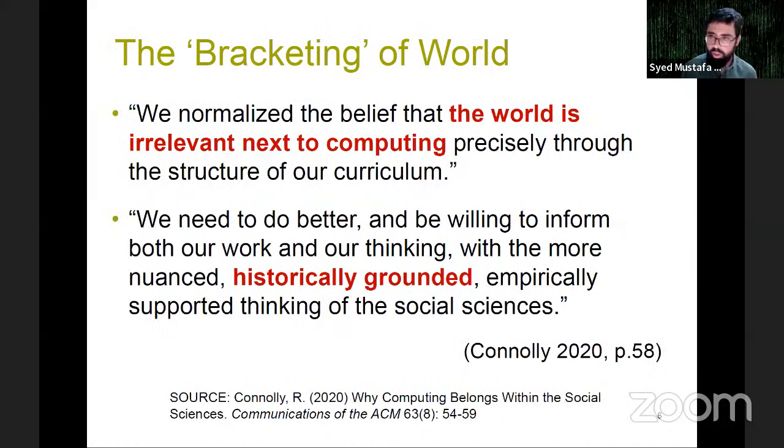However, before moving on, it is important to note in passing the tendency to bracket consideration of the phenomenon of world making within computing, which is the focus of this talk, in terms of the historical grounds of this process. On this basis, some commentators such as Connolly argue that computing belongs within the social sciences, although I tend to think that it is better situated at the intersection of various disciplines, including but not limited to the social sciences.